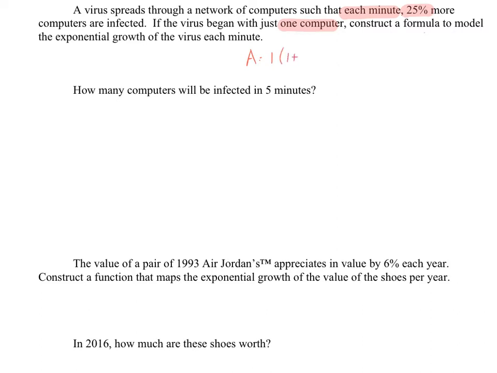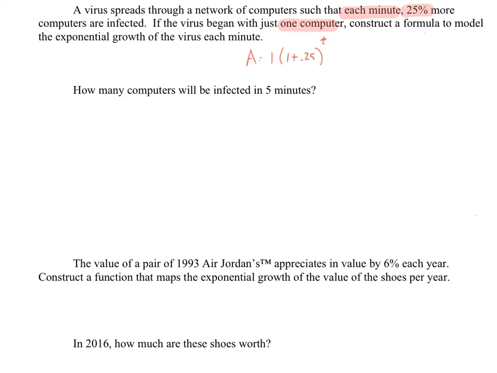times 1 plus our rate, which is 25%, all to the t. Our time, in this case, is each minute. We don't know yet how many minutes we're going to calculate. It says we just need a formula to model for each minute. So each minute, the 25% increase kicks in. We're going to use each minute as our time, which means that our n is just 1. So we don't even need to put that over 1 because it's not going to affect anything. So we can just say 1 plus 0.25 to the t power.